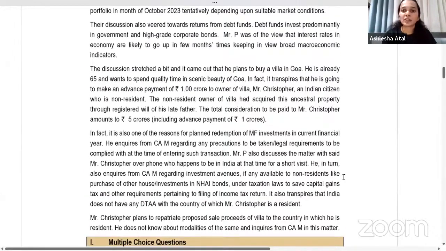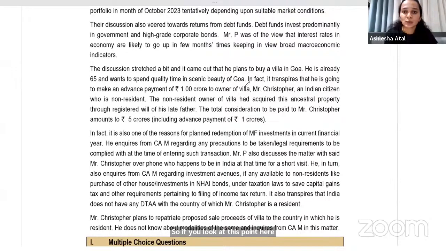So if you look at this point here, the villa is located in Goa and he has acquired it as an ancestral property through the registered will of his late father. So here, Mr. Christopher, though he is a non-resident, has acquired the villa as an ancestral property from his father, and this is from a registered will.